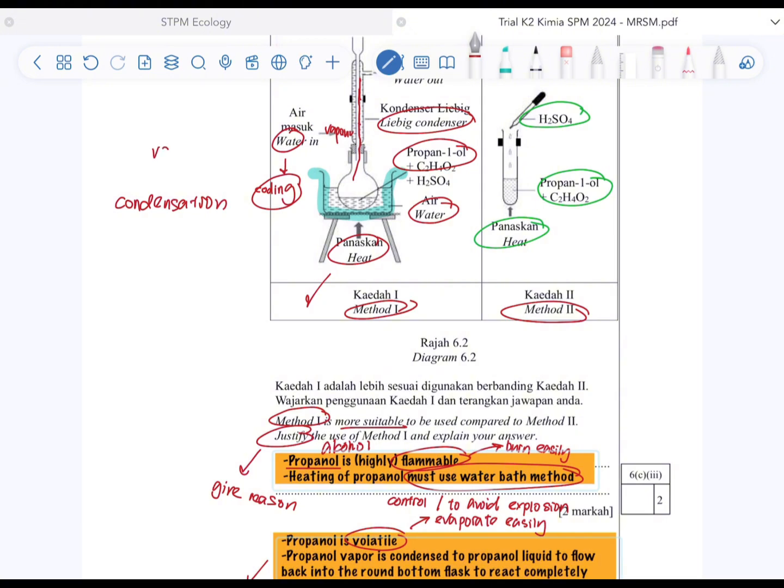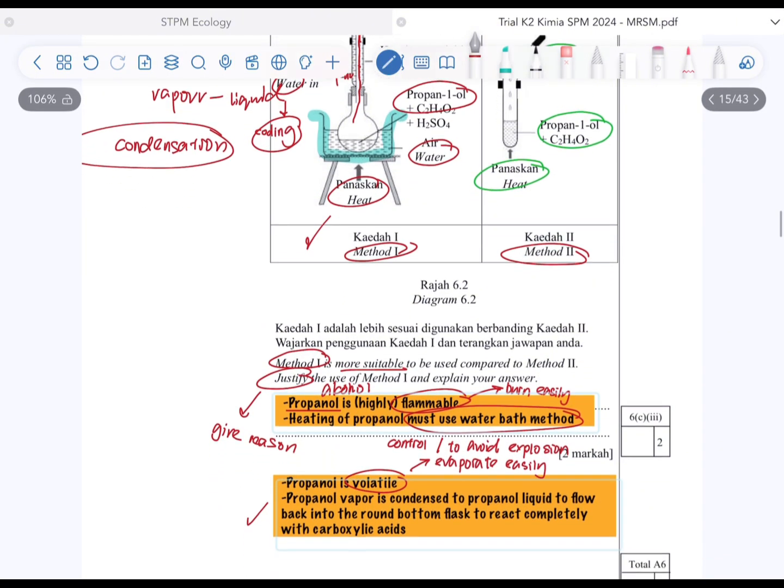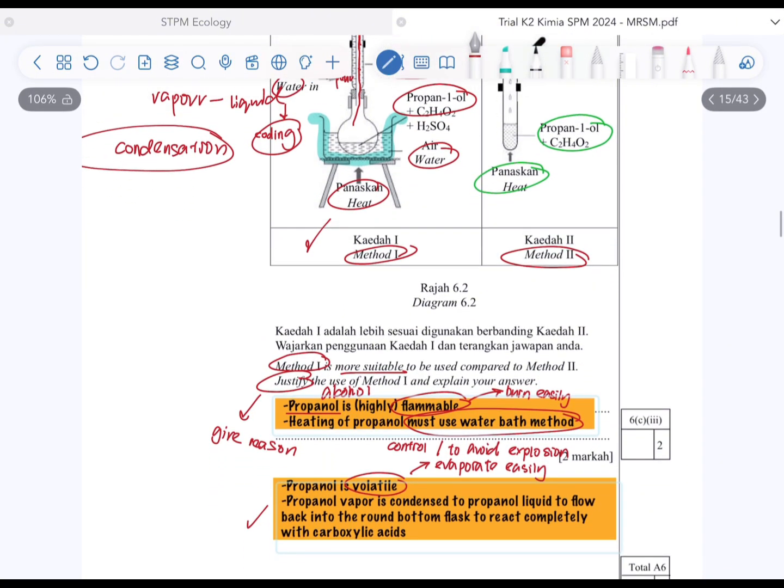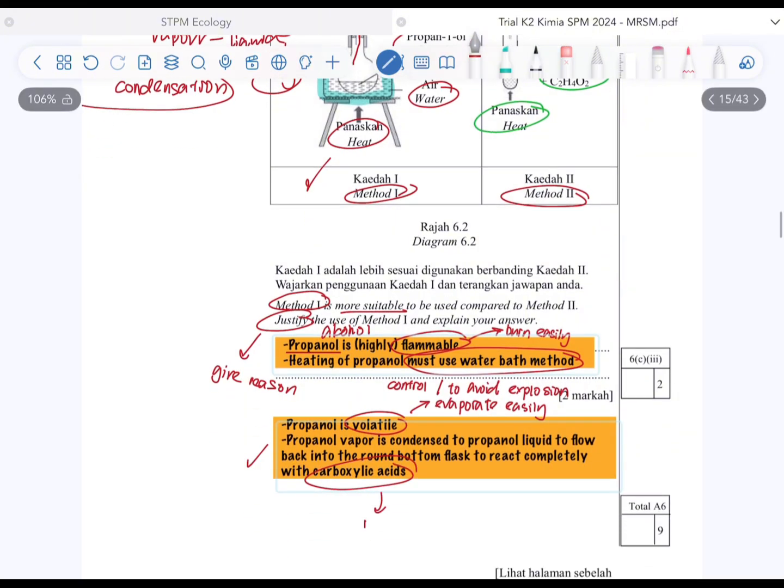Condensation means the vapor will change back to the liquid form. This is what we call condensation. So in order to not waste this propanol, we will use the round bottom flask to react the alcohol that has evaporated and come back with the carboxylic acid to produce more ester, so that there won't be any wastage.